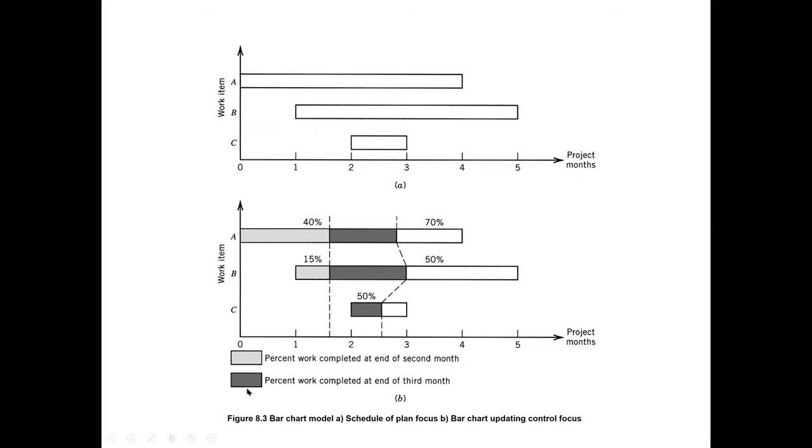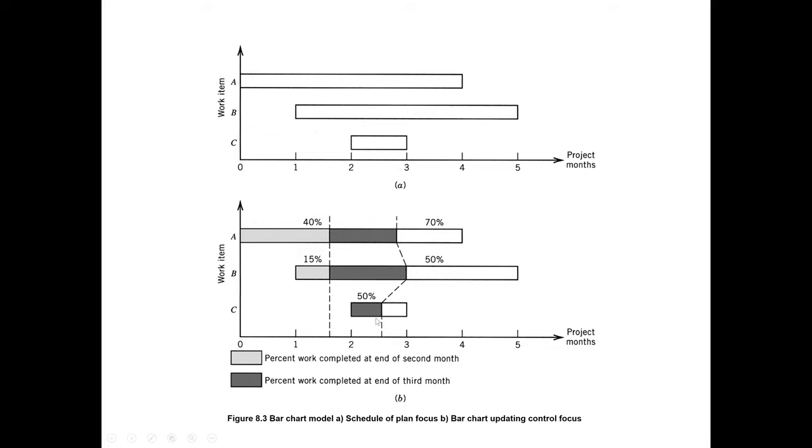The second legend says percent work completed at end of third month. At the end of the third month, work A is 70% complete and work B is 50% complete. C is also 50% complete at the end of third month. But in the planning, work C should have finished by the end of month number 3. It should have finished, but it is only 50% complete. So we can say that work C is behind schedule.